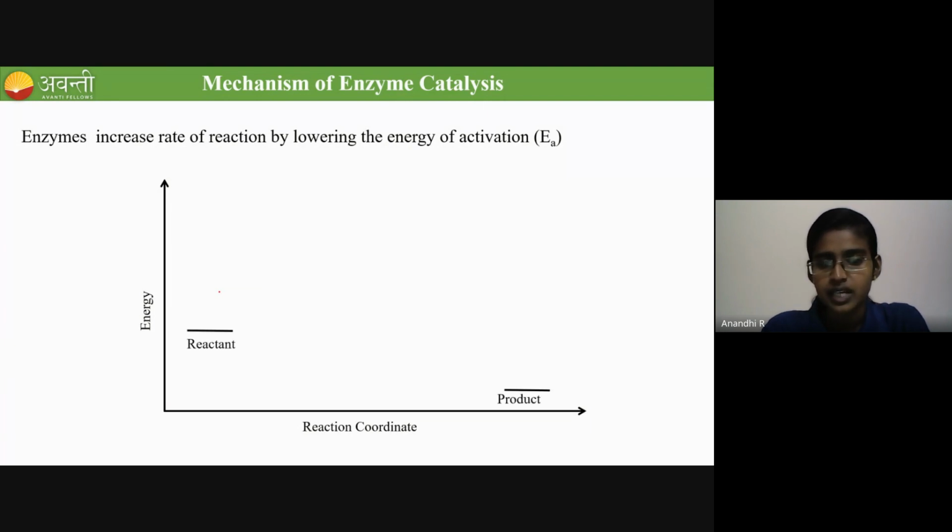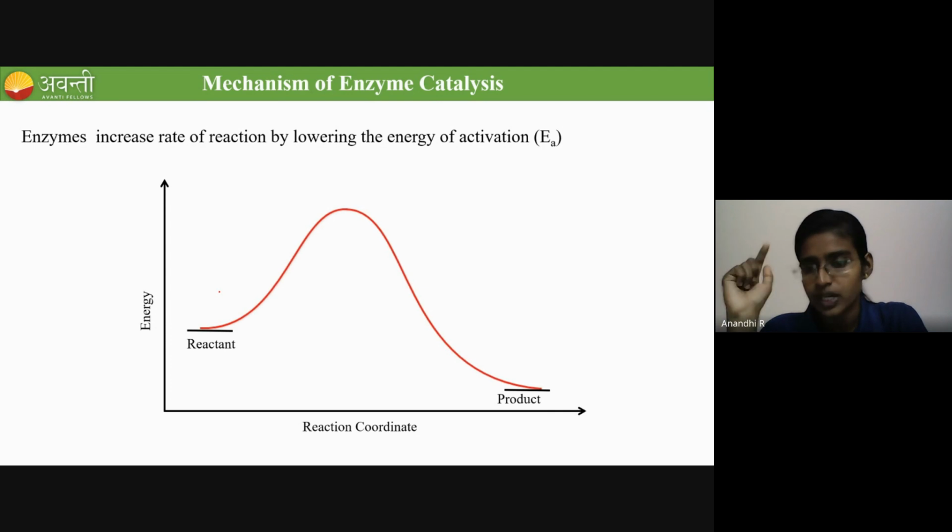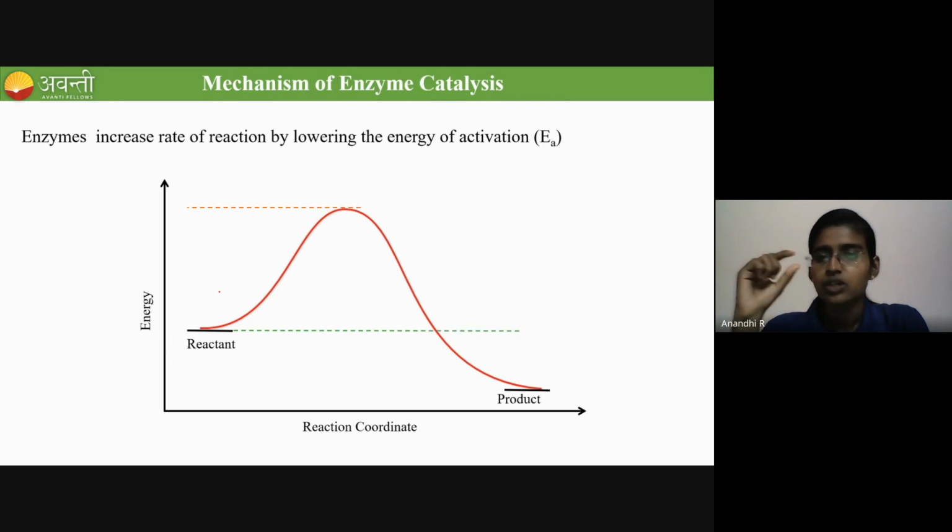So this is the reactant energy and this is the product energy point. And now the reactant has to get converted to product, right? For that, the reactant molecule has to get activated. Then only it can do the reaction and will be converted to product. So the energy required for the activation of reactant is called activation energy.